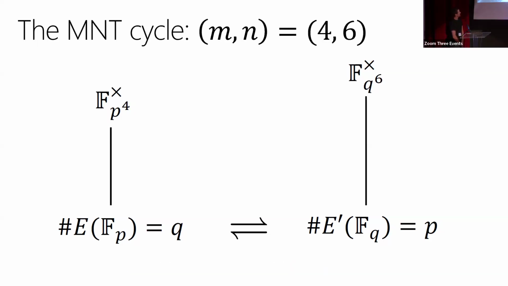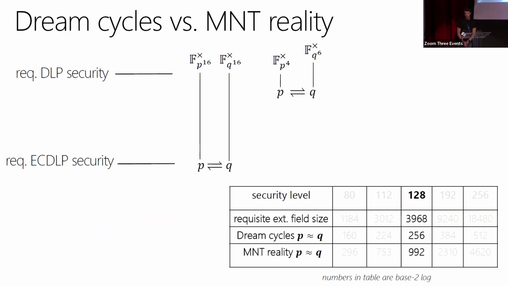Now the cycle that was used in that original paper is the MNT cycle. In the MNT cycle, the pairing that works over E over FP maps into an extension field of degree 4, and the pairing that takes place over E prime over FQ maps into an extension field of degree 6. So that's the MNT cycle that was used in their paper, where M and N are 4 and 6. The problem with that cycle is performance.